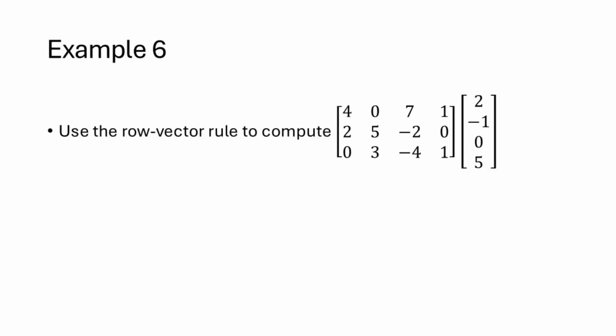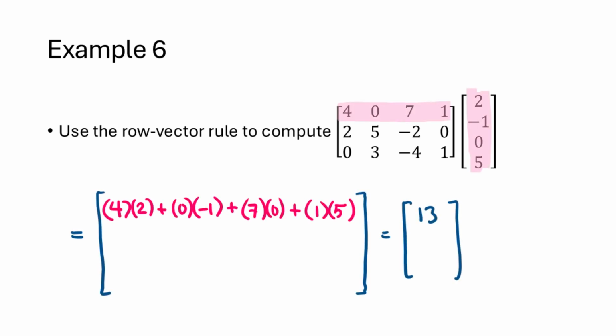So for example, suppose that we need to multiply this matrix times this vector. First, we check to make sure that the number of columns of the matrix matches the number of entries of our vector. We see that the matrix has 4 columns and the vector has 4 entries, so they do match, which means this product is defined. We start by going across the first row of our matrix and down the entries of our vector, multiplying and adding. When we do that, we see that the first entry of our product vector is 13.